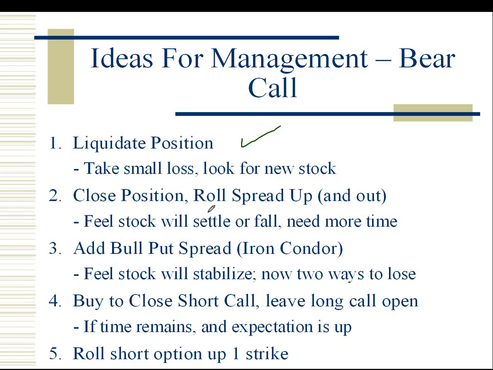All right, so number two. Well, we would close the position, same as liquidating, and then we'd roll the spread up and potentially out in time. Well, we're talking about our November 14th expiration here for Skyworks, so it's unlikely that I could close the 61 call and close the 63 call and just move it up to the 63, 65. It's only 2 days to expiration. I'm not going to get a lot of net credit out of that, and it's probably not going to repair the loss I'm taking on the spread.